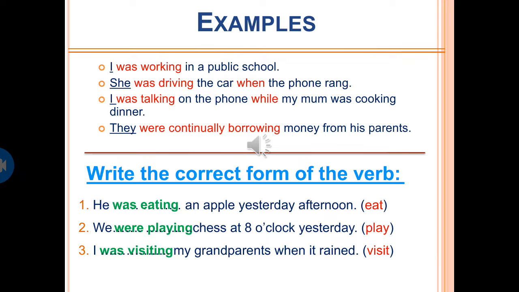Write the correct form of the verb. 1. He an apple yesterday afternoon. Correct answer is was eating. 2. We chess at 8 o'clock yesterday. Correct answer is were playing. 3. My grandparents when it rained. Correct answer is was visiting.